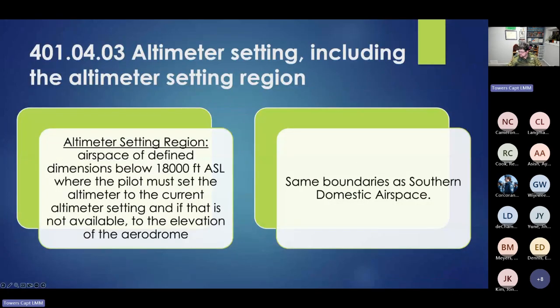For the altimeter setting. CY is just the prefix used for Canadian aerodromes and airspaces. It just designates Canada as the region.